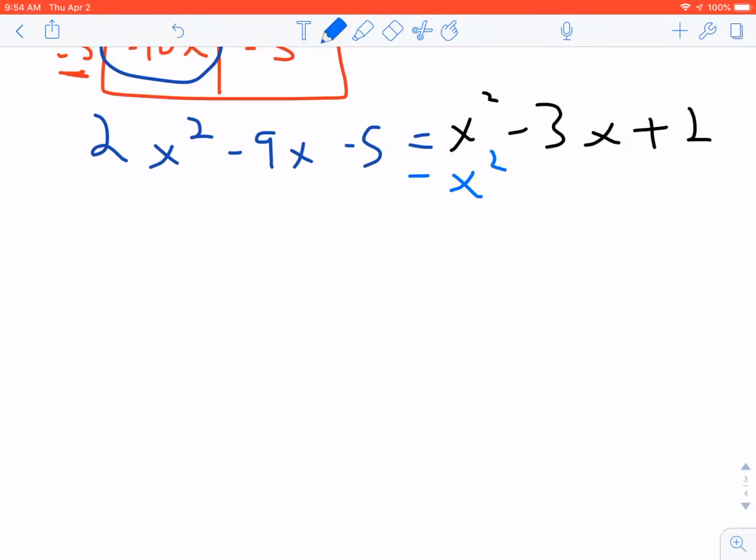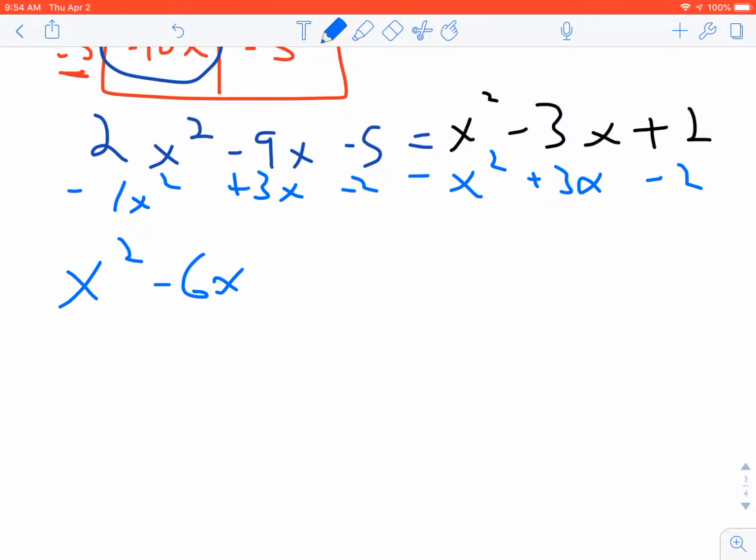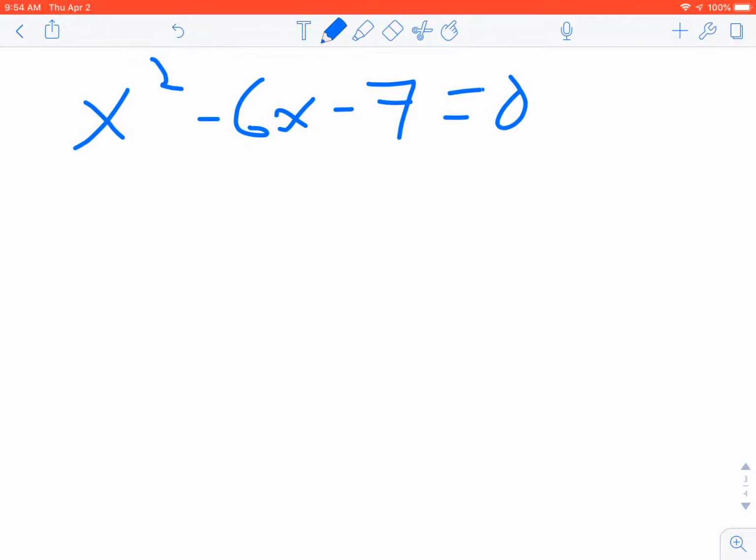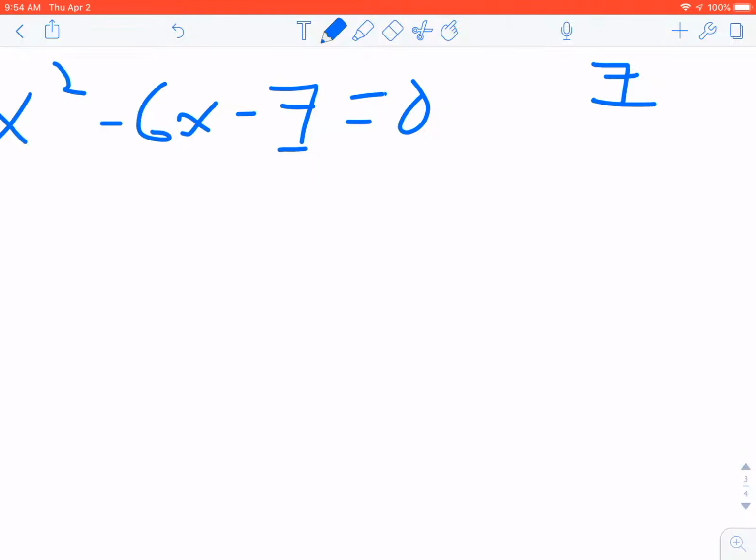So I minus my x squared from both sides. I add 3x to both sides, and I minus 2 from both sides. That gives me x squared minus 6x minus 7, and then the right-hand side, we've moved everything, so the only thing left is 0. Now I can do my AC grouping. Okay, so my A term here is 1. 1 times my C term, 7, gives me 7.